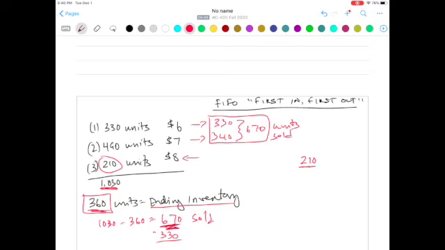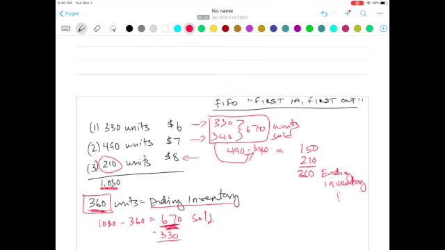So then how many of this 490 unit layer is remaining? Well, we can just use some basic math. We can say 490 minus 340 is 150 units. Okay, so 490 minus 340 equals 150 units. Now, 150 plus 210 is 360 units. This is our ending inventory.